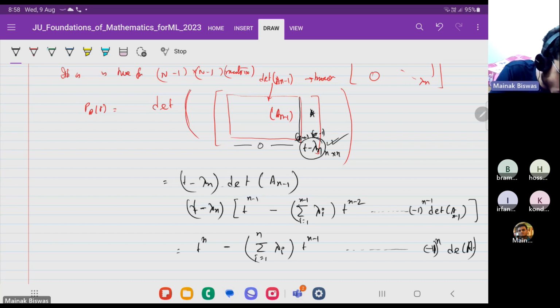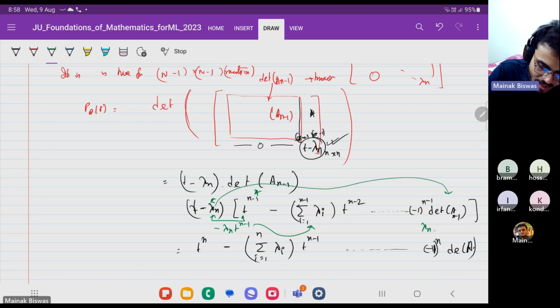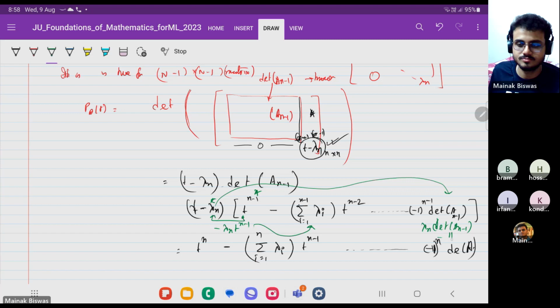So you will take the product this way. You will take this multiplication with this. So you will get a minus lambda n t to the power n minus 1, and then you will sum this up with this finally. And how will you get the determinant? You will take a product of this with this one, right? So lambda n into determinant of A n minus 1, which is nothing but determinant of A. Do you agree? Correct? Yeah. So others, it is okay.